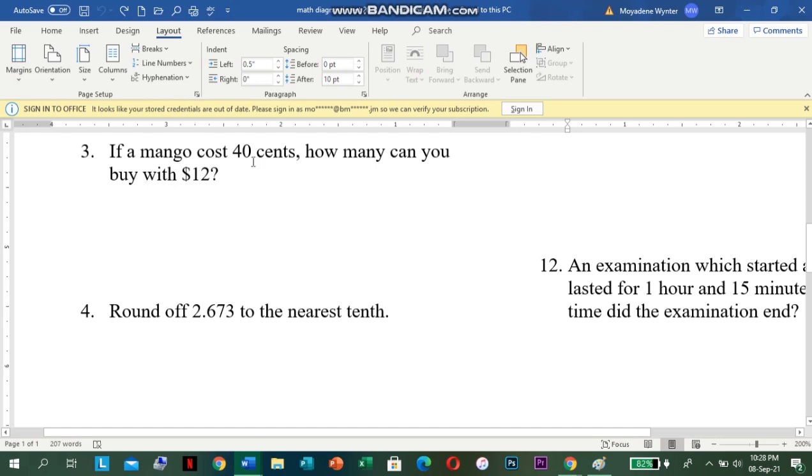The dollar is larger than the cents. So when we are converting a larger unit to a smaller unit, we multiply. When we are converting a smaller unit to a larger unit, we divide. Keep that in mind. Let me say that again. When converting from a larger unit to a smaller unit, we multiply, and when converting from a smaller unit to a larger unit, we divide.